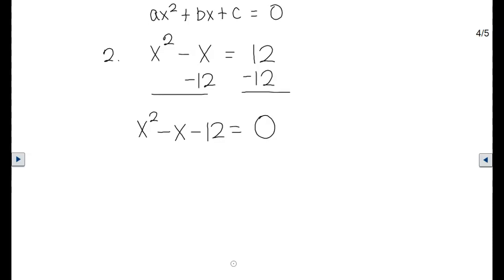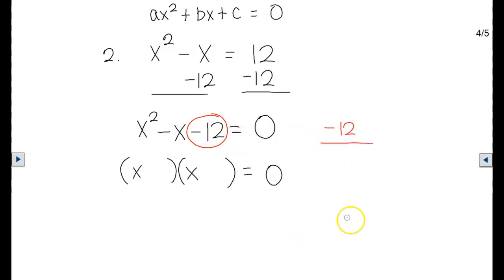Now we are going to factor by using guess and check. First we're going to be guessing for x squared. That's pretty easy because the only way to get it is x times x. And then notice we are going to be guessing for negative 12. To get 12 I know I can do 1 times 12, I can do 2 times 6, I can do 3 times 4.